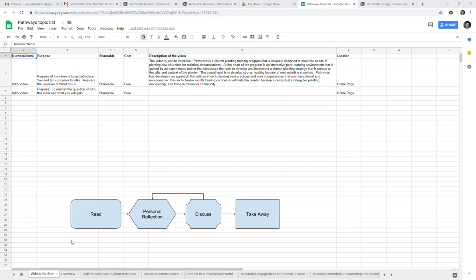So here it is. Here's the spreadsheet. I've added one worksheet to it that I call videos for the site. This is where I'm thinking, right before you get into the course, someone can land on this page and find out more about the site, more about what's going on, what this page is about. So I was thinking of an intro video, two of them specifically.